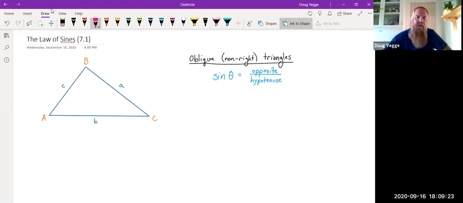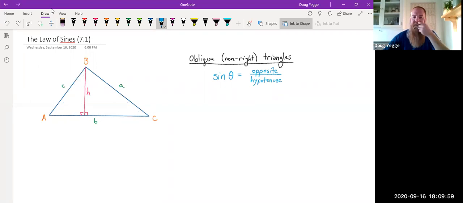But why don't we try to derive a formula for that by maybe dropping an altitude from the top angle in order to form a couple of right angles. Let's refer to that as the height h. Well, based on this, we now see a couple of different triangles. We see the one over on the left where I can ask something about sine of angle A, and I see a triangle over on the right where I could also ask something about sine of angle C.